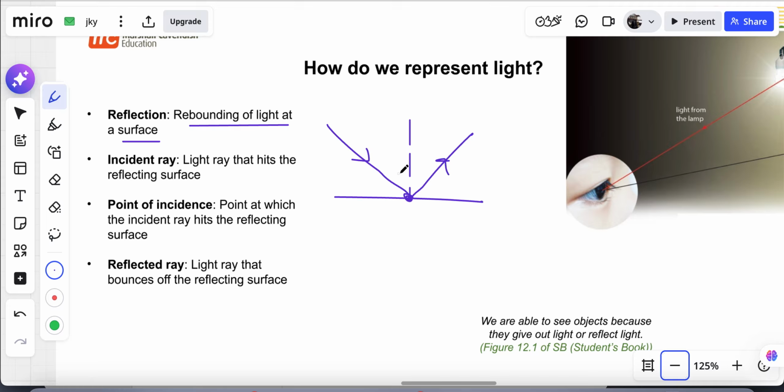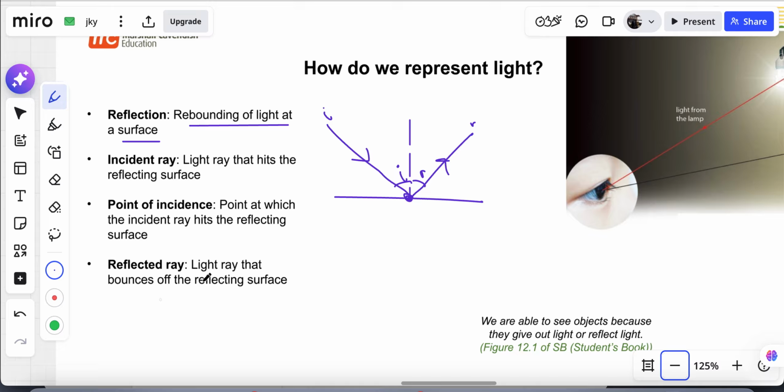Let's assume this one is the angle of incidence, angle I. The angle of incidence is called angle I, and the angle of reflection is called angle R. These two angles are equal. This is the incident ray. This line is called a ray, the incident ray, and this is the reflected ray.